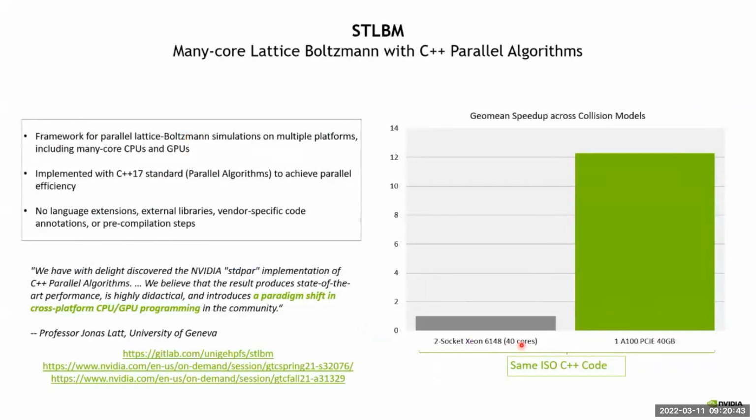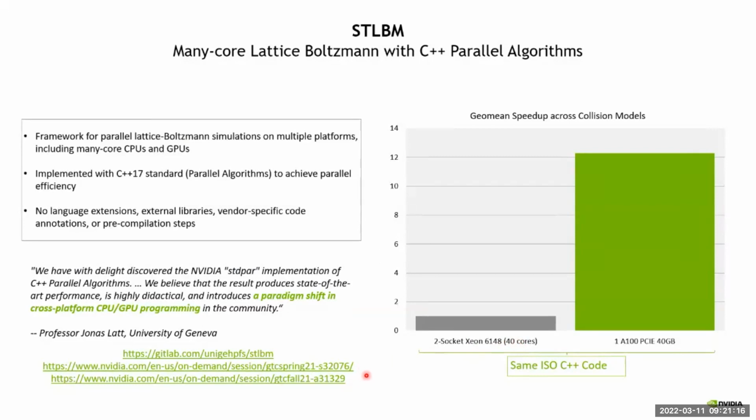Another code that I want to highlight is STLBM. This is a lattice-Boltzmann solver from the University of Geneva. The reason I'd like to highlight this one is this was done completely without our help. They really wanted to be able to write their code to support a variety of architectures and not rely on any external libraries, non-portable extensions, or vendor-specific code. And so they chose ISO C++, and they have reported at two of our GTC meetings, the GTC Spring in 2021 and GTC Fall of 2021.